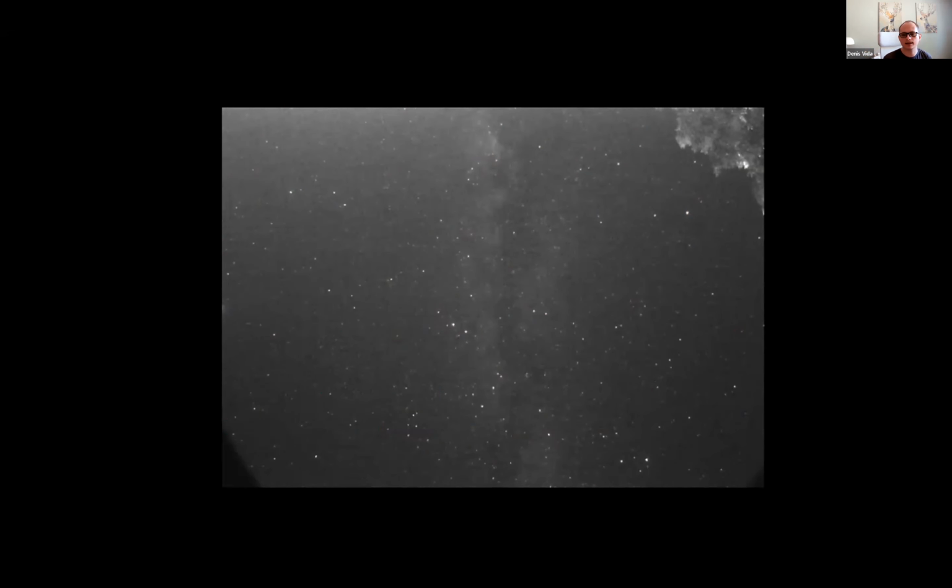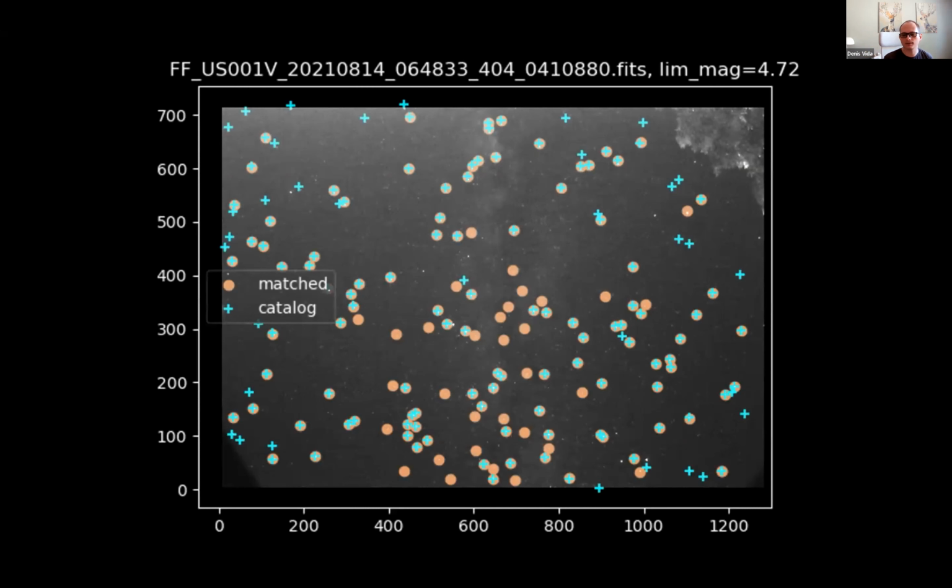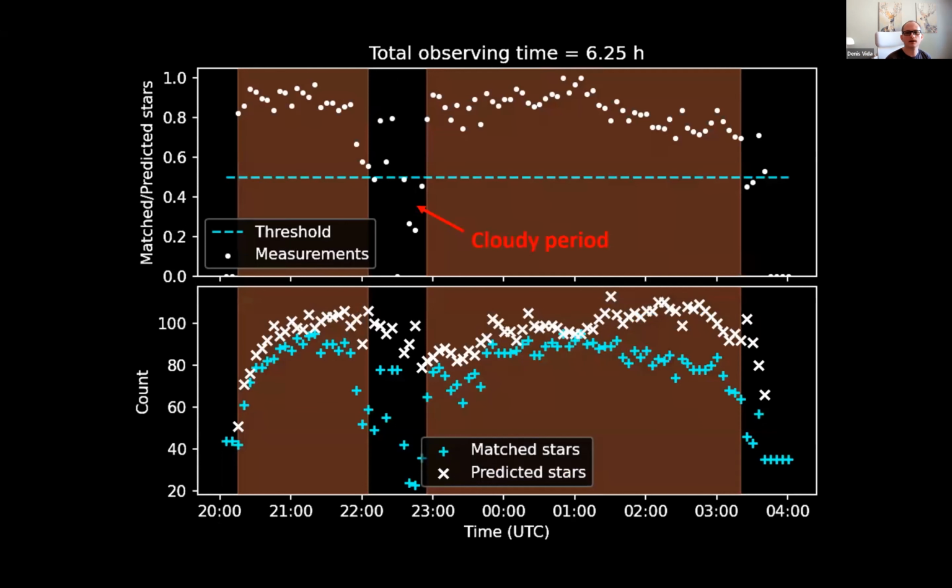The idea is that if this ratio is above 0.5, which you're going to see in the next plot here, so this is a ratio between the matched and predicted number of stars. Ideally, it should be around 1 if the sky is clear. And if it's above 0.5, you can nicely see that the sky is clear. And we also tell it that it needs to be clear for at least 1 hour to make it even worthwhile determining the flux there.